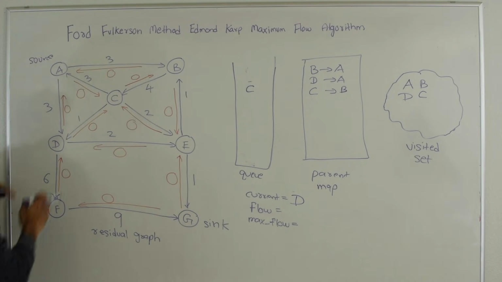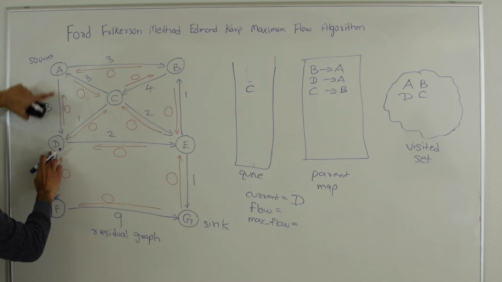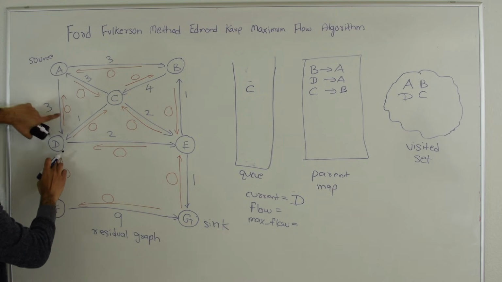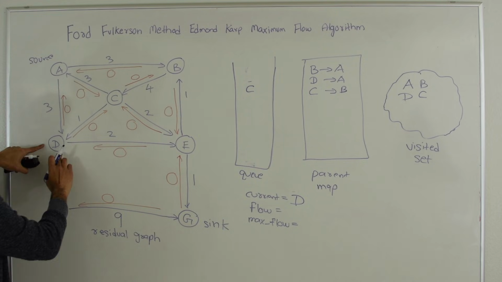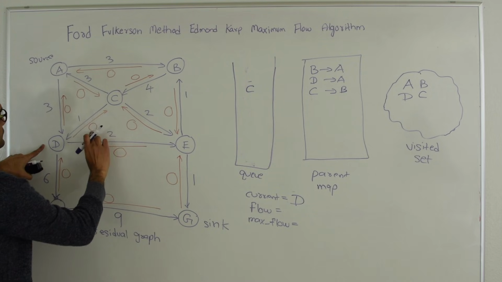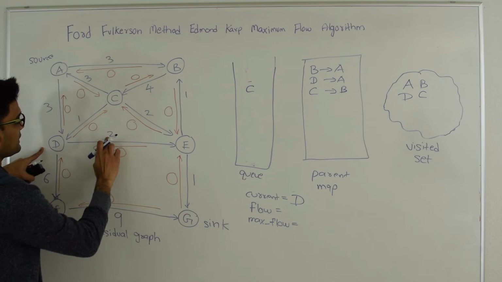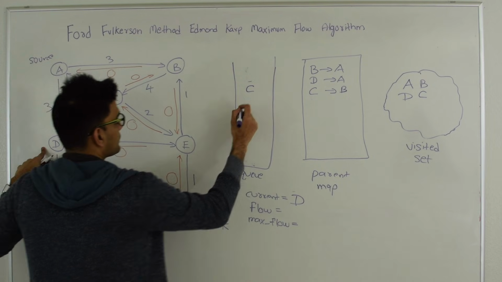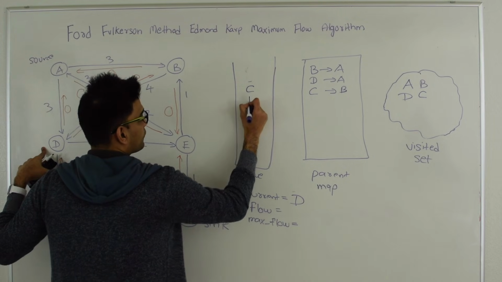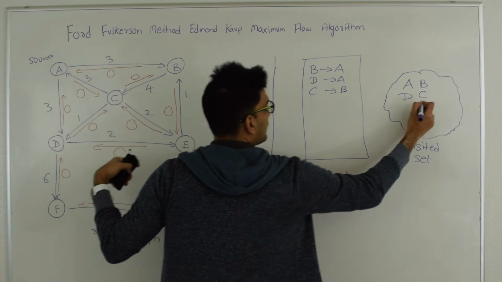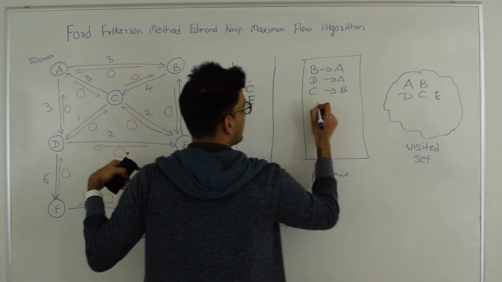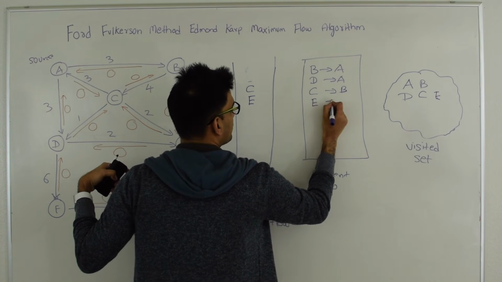So we are at D. Now we are exploring neighbors of D. The residual capacity on the path to A is 0, so A cannot be used. Residual capacity on the path to C is 0, so C cannot be used. Residual capacity on the path to E is 2, so E can be used. And E is also not visited. So we put E into the queue, E into the visited set, and say that E got introduced by D.